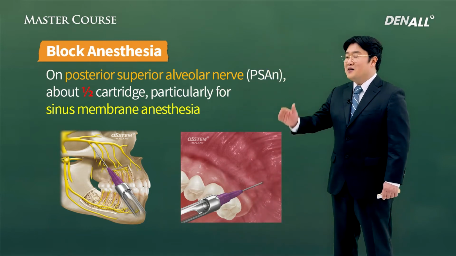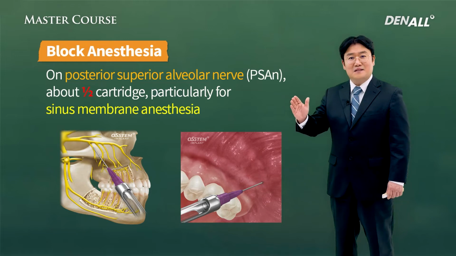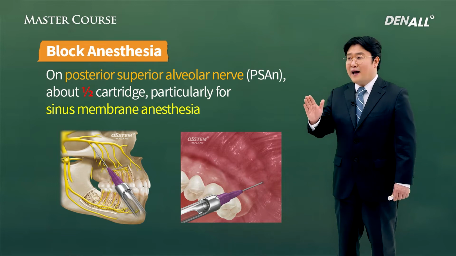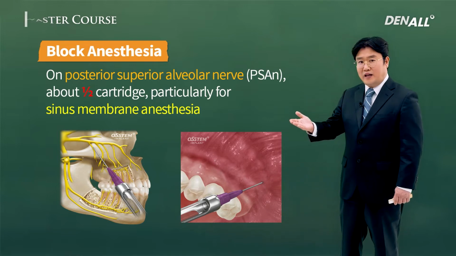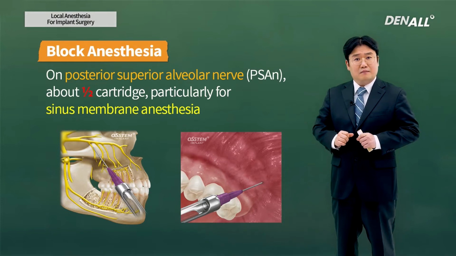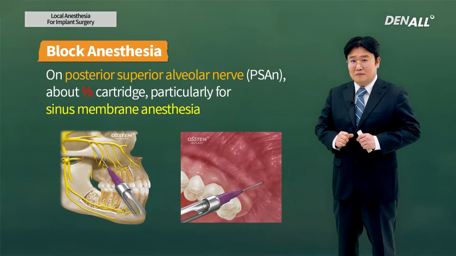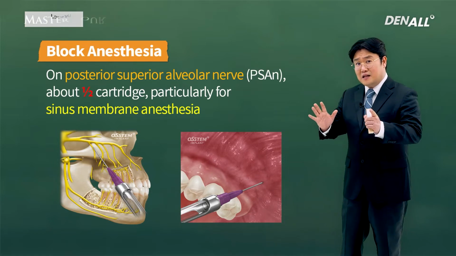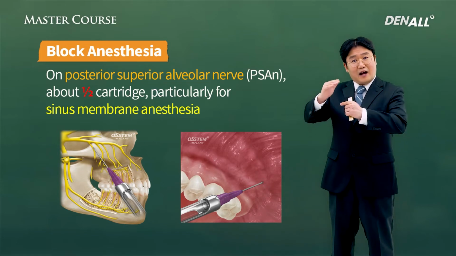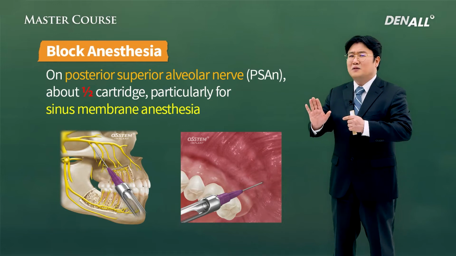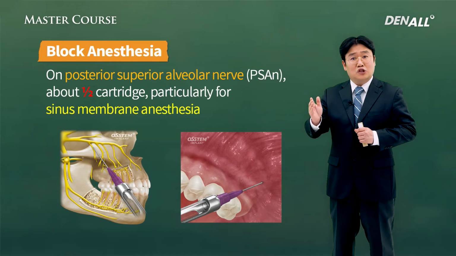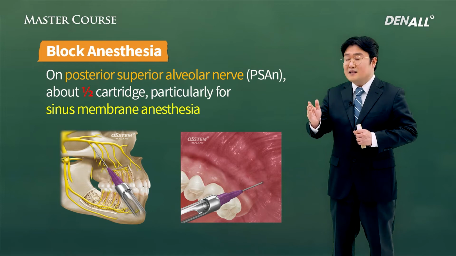The main reason for doing this is, especially when you do sinus lifting, the posterior superior alveolar nerve block can also block the sinus membrane. If you don't understand it quite well, when you do sinus lifting, the sinus membrane is bound to be touched. As you separate the membrane to put in the bone graft material, in the process, many patients complain of extreme pain. Therefore, the sinus membrane should be blocked.